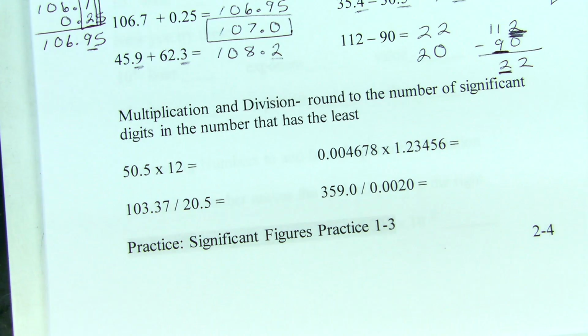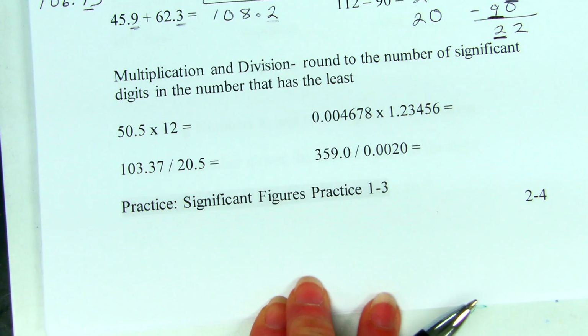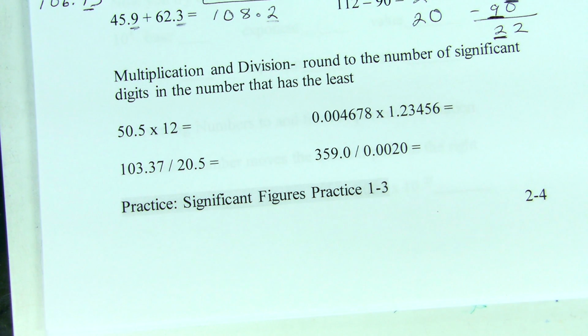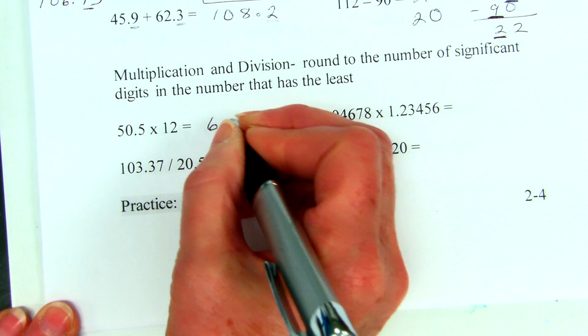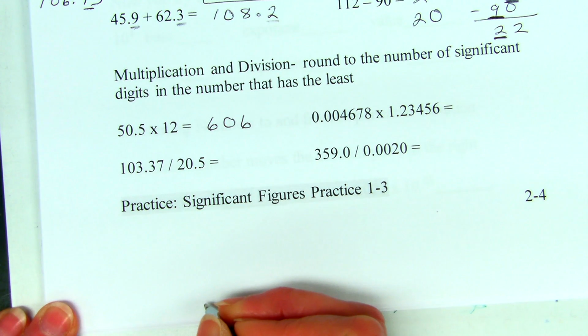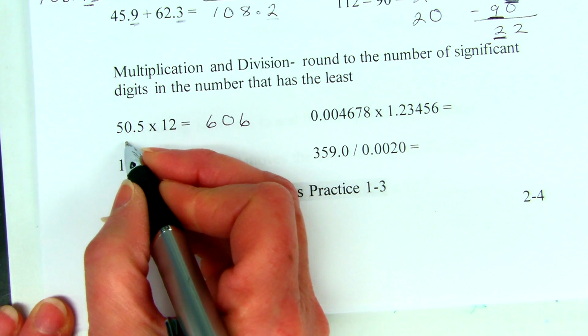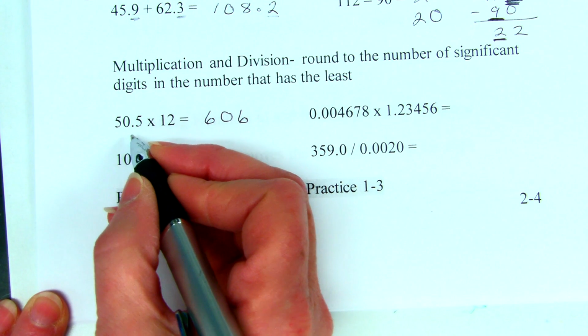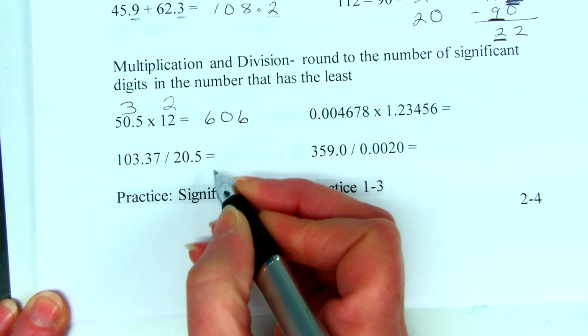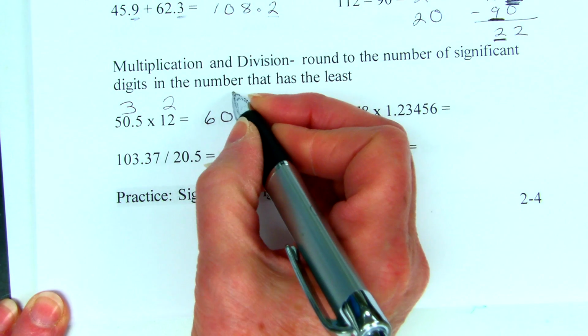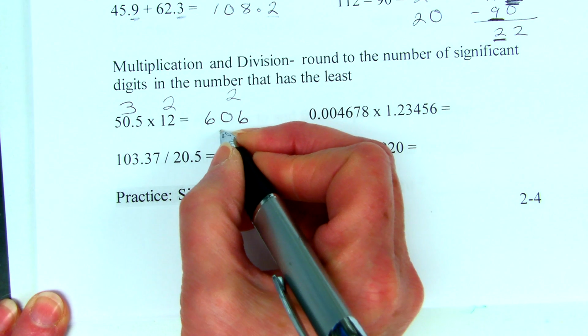Okay, let's finish the rules then. Multiplication and division, you round to the number of significant digits that has the fewest. This is the easier rule, in my opinion. So we start off 50.5 times 12. Calculator says 606. How many significant digits in 50.5, class? How many in 12? 2. So how many can I report? 2. So I would round to 610.